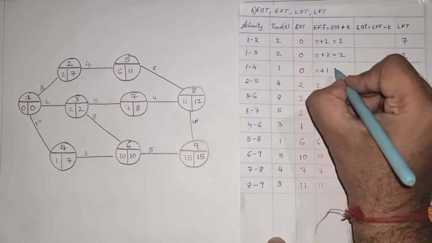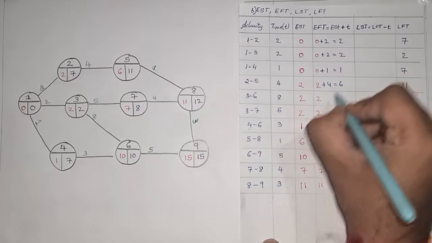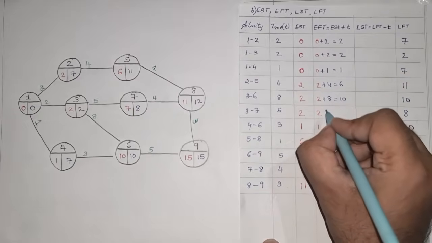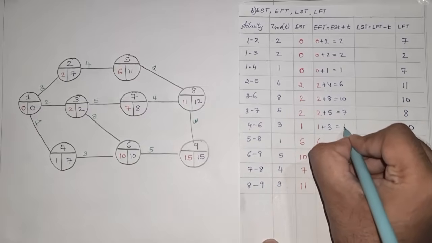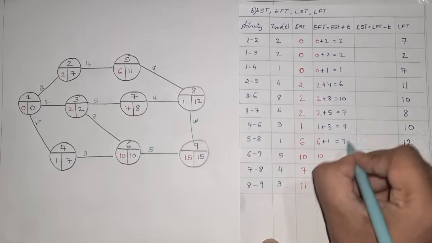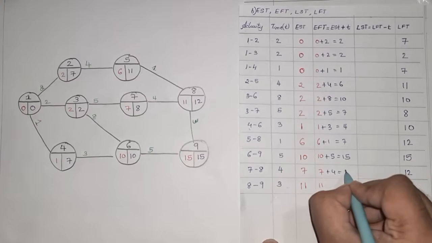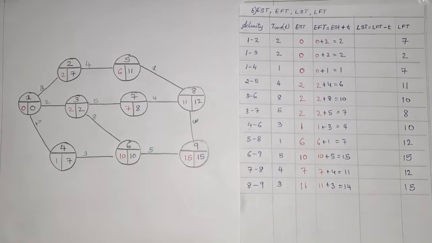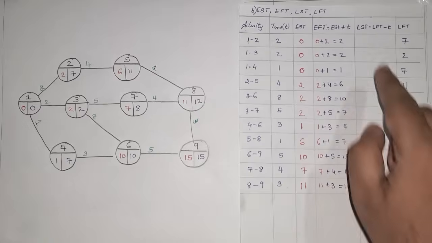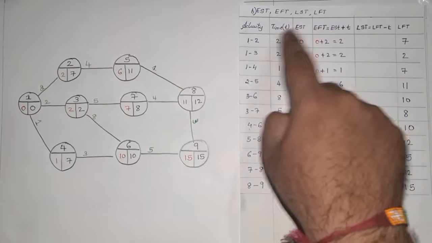So 0 plus 1 is 1. 2 plus 4 is 6. 2 plus 8 is 10. 2 plus 5 is 7. 1 plus 3 is 4. 6 plus 1 is 7. 10 plus 5 is 15. 7 plus 4 is 11. And 11 plus 3 is 14. This is how you find the early finish time, just adding the EST with the time.